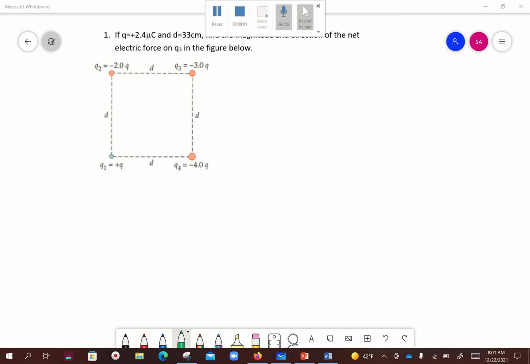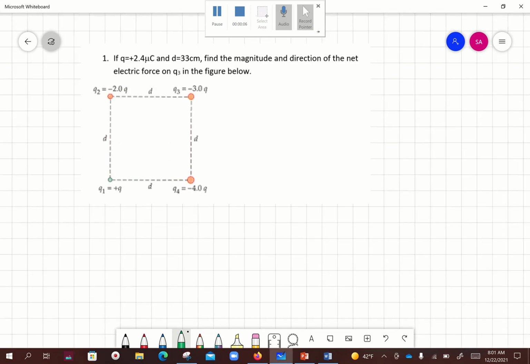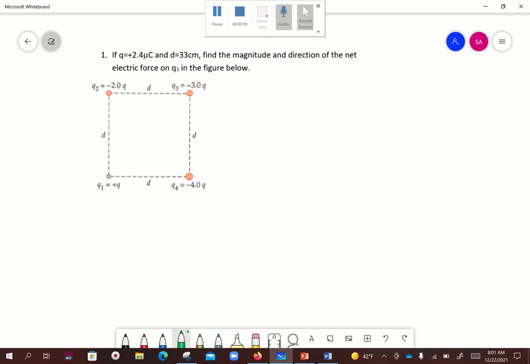Okay, so for question 1, we want to find the total force on charge 3, which is the charge up in the top right corner of this square of charges shown here. We're told that Q is 2.4 microcoulombs. The charges are numbered 1, 2, 3, 4, and they're in multiples of that charge Q. Each side of the square is 33 centimeters, so that's 0.33 meters. Convert everything to meters.